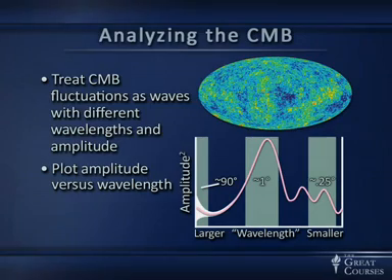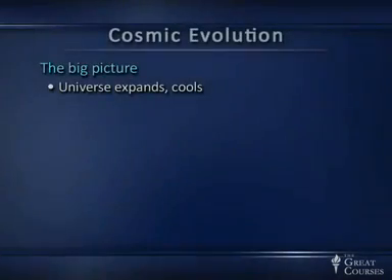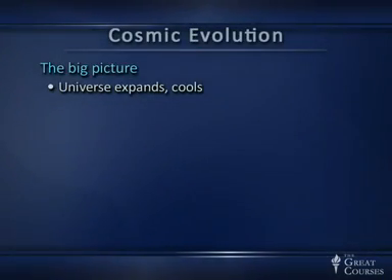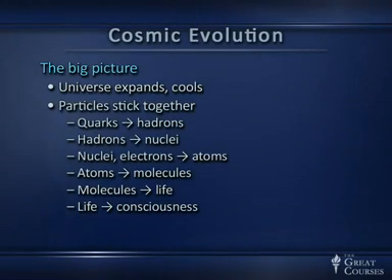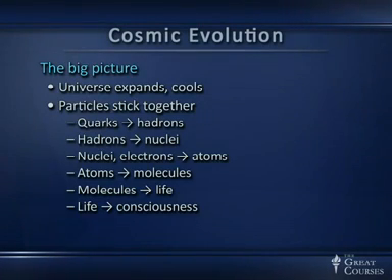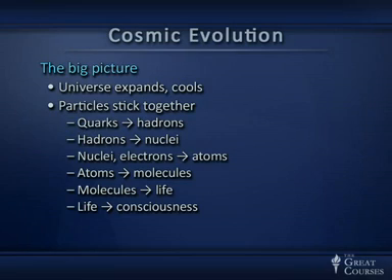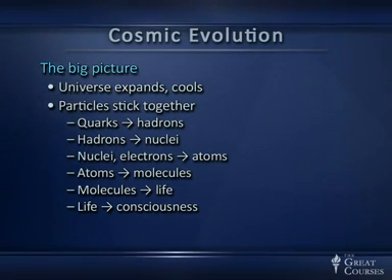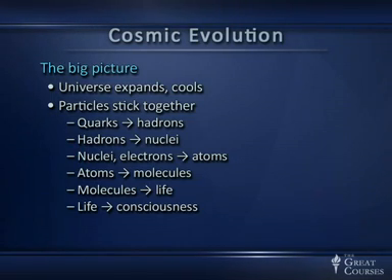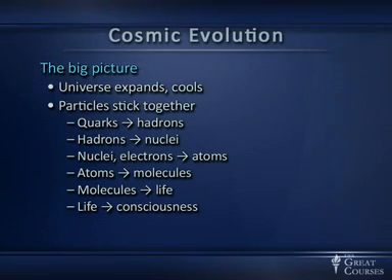So let's end up with the big picture here. The big picture of cosmic evolution is this. The universe expands, and as it does so, it cools. As it cools, more and more particles are able to stick together. After 1 second, quarks are finally able to stick together to form hadrons. The hadrons stick together to form nuclei in that first 20 to 30 minutes, roughly the time scale of this lecture. Nuclei and electrons are able to stick together only after 380,000 years. Before that, it's too hot. If they stick together, a collision occurs and they go flying off again.